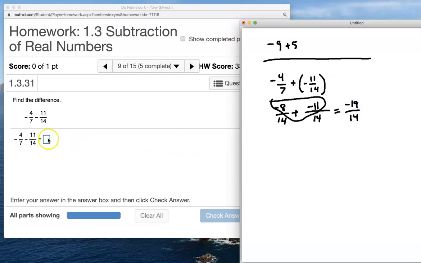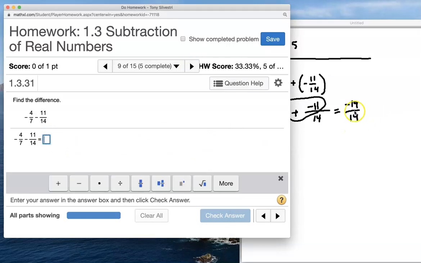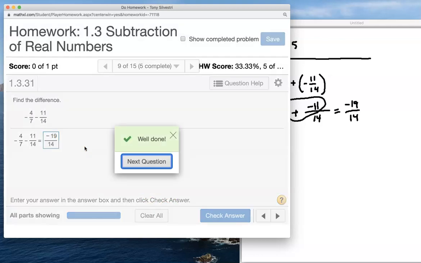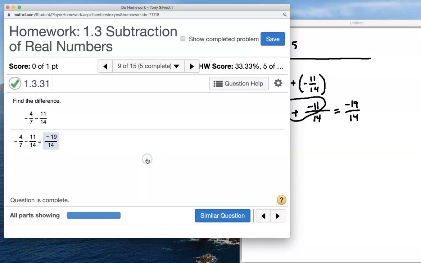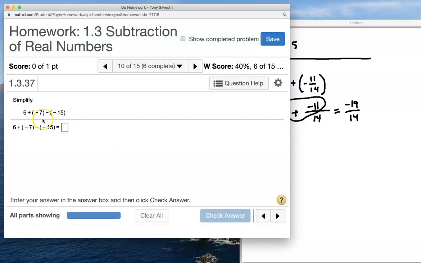Now when you enter these things, don't worry about changing these to mixed numbers and putting things in this form. They don't want that. In fact, don't do that. Okay, there's more room for error. Okay, just keep it as one fraction. Put the negative 19 up top and the 14 on the bottom. And you should be well done. Well done.